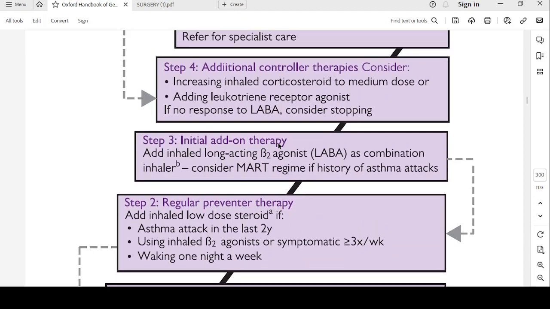Initial add-on therapy. Regular preventer with SABA. Initial add-on therapy: add an inhaled long-acting beta-2 agonist as a combination inhaler. Consider the MART regimen if a history of asthma attacks is present.